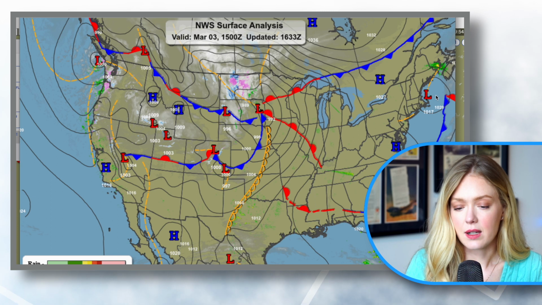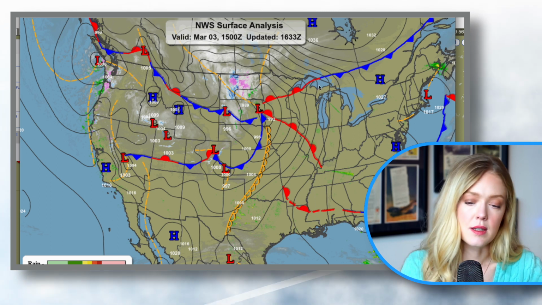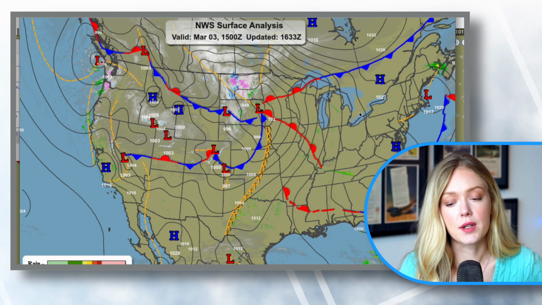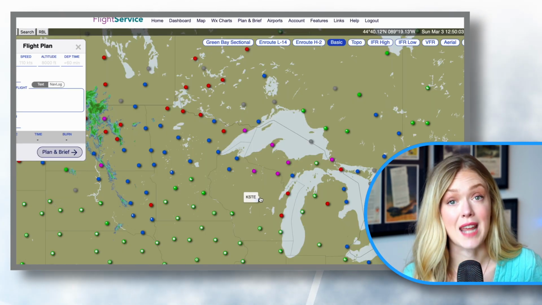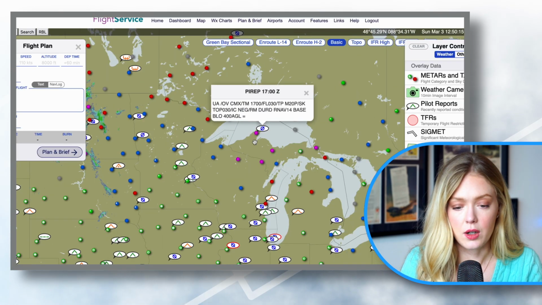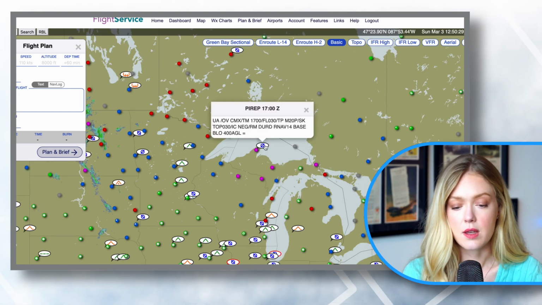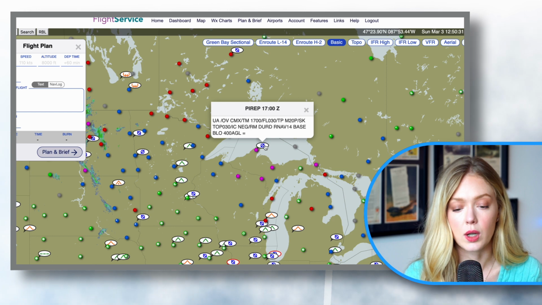So some of it's back into the low pressure, some of it is this mixture of fronts here probably. But because it is relatively high pressure in there, my guess is that it's going to be pretty stable. So there's a PIREP here over Hancock. Tops of the clouds are at 3,000. There is no icing and bases are below 400 AGL.